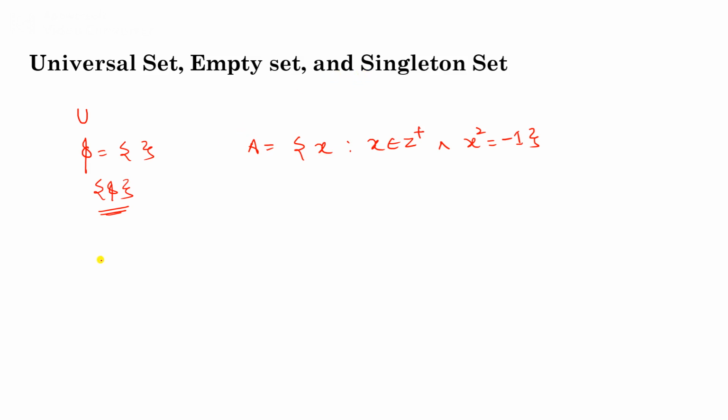Singleton set, a set which has only one element. For example, suppose B contains 1. So this set is a singleton set because it contains only one element.